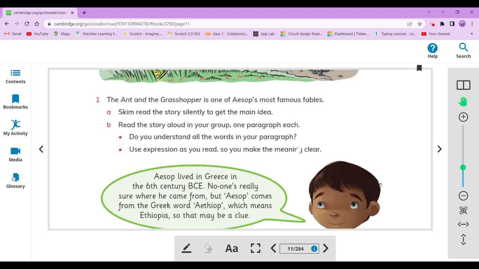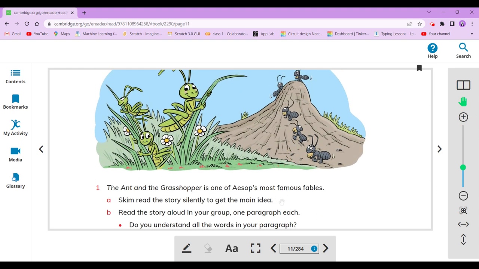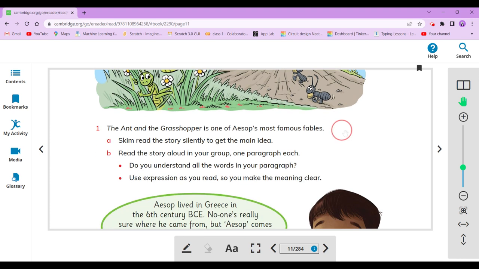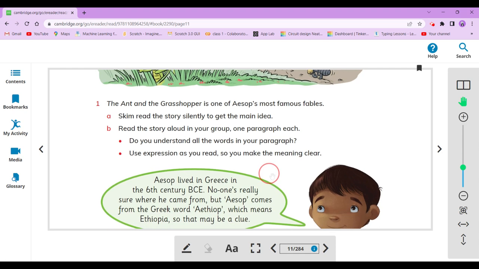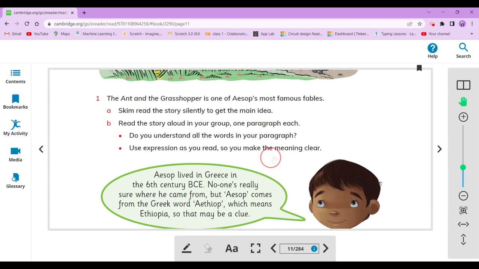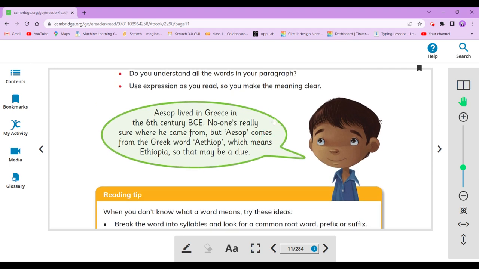Next we have The Ant and the Grasshopper, one of Aesop's most famous fables. So we're gonna skim and read the story silently to get the main idea. Read the story aloud in your group, one paragraph each, and understand all the words and use expressions.